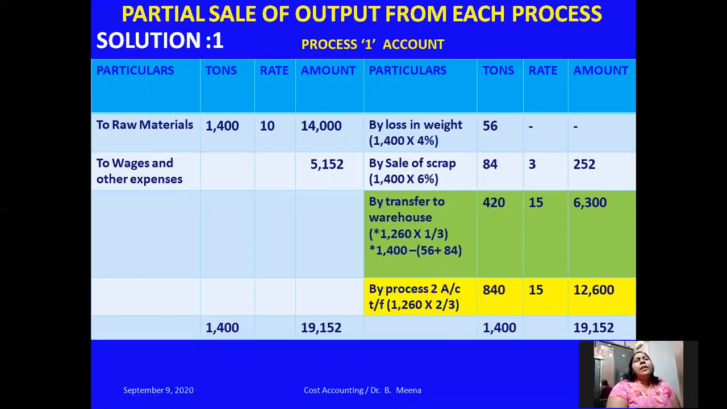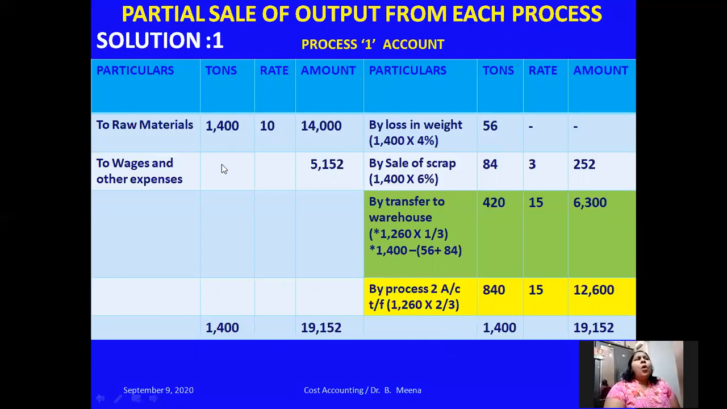Then I have to calculate two things. One is what amount I'm going to transfer to the warehouse and what amount is transferred to the next process. That is the specialty of this kind of problem. How much is going to be transferred to the warehouse? How much is going to transfer to the next process? First, I will calculate how much is going to transfer to the warehouse as per the information given in the problem. So I mentioned over here, by transfer to warehouse.